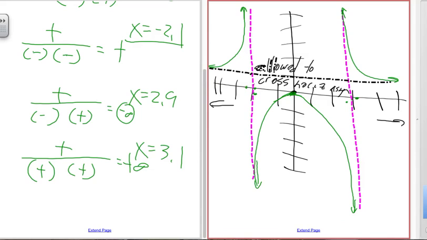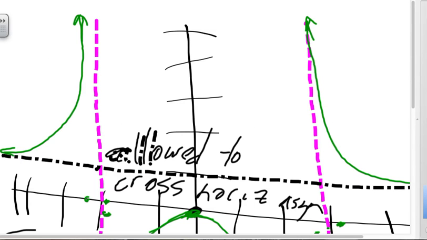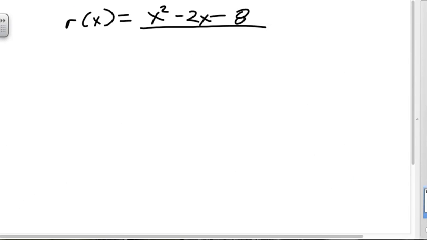And that's the graph of your rational function. Okay, let's do one more example then. This is going to be a little bit different. On this one, we're going to start off with our rational x squared minus 2x minus 8 over x.